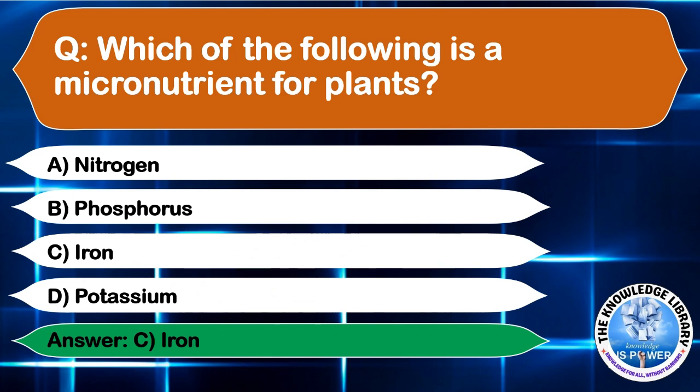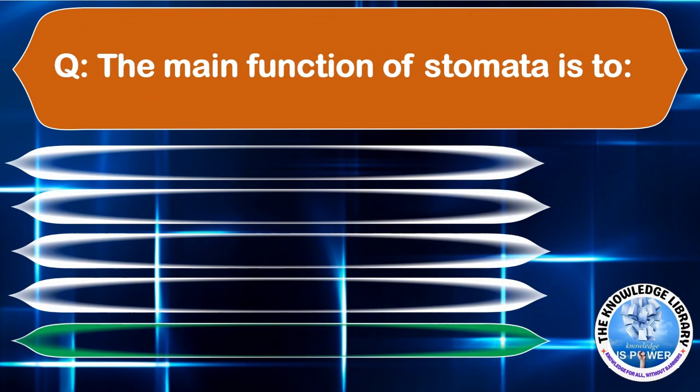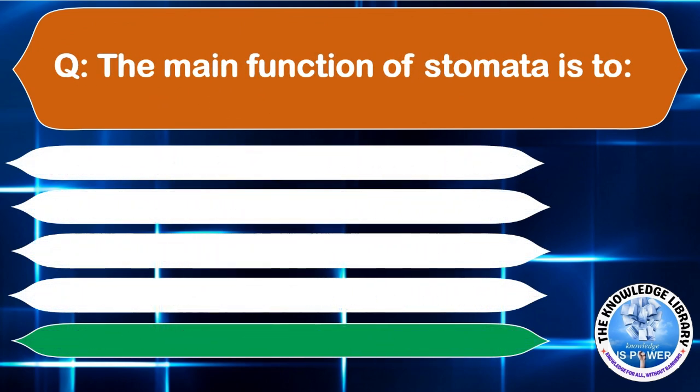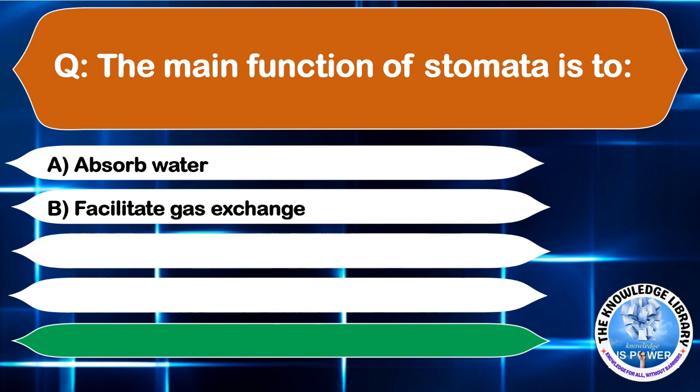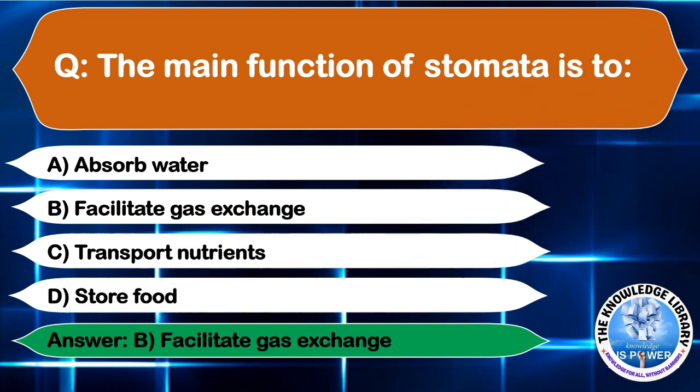Moving to the next question. The main function of stomata is to option A, absorb water. Option B, facilitate gas exchange. Option C, transport nutrients. Or option D, store food. The correct answer is option B, facilitate gas exchange.